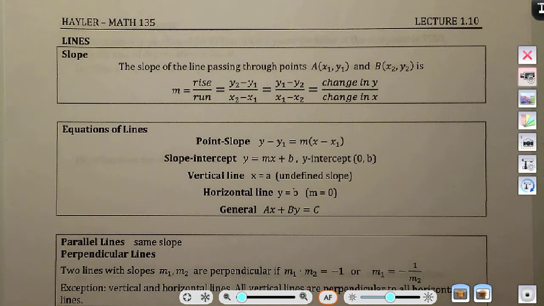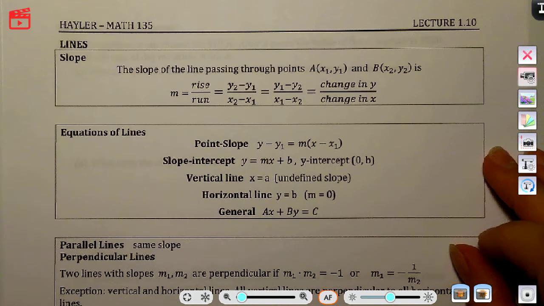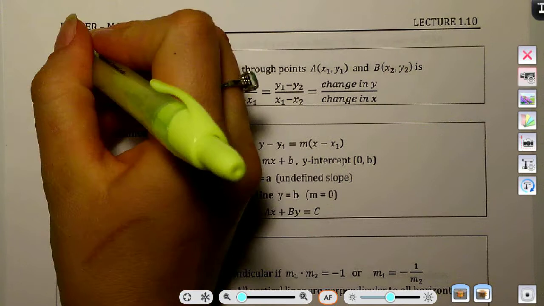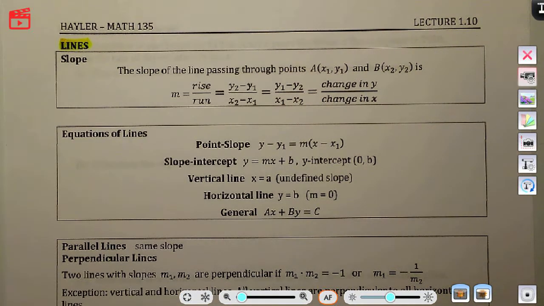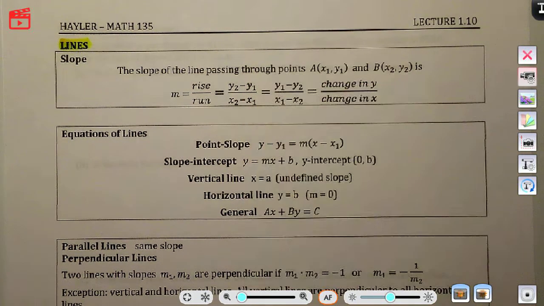All right, lecture 1.10. Nearing the end of chapter 1. Okay, so we're taking a look at lines. One of the main things that lines have is a slope. So it's the way the line is tilting, either down, up, flat, vertical.